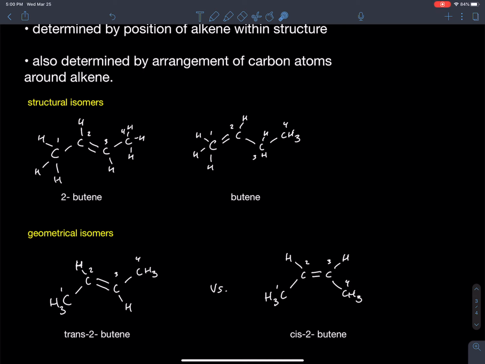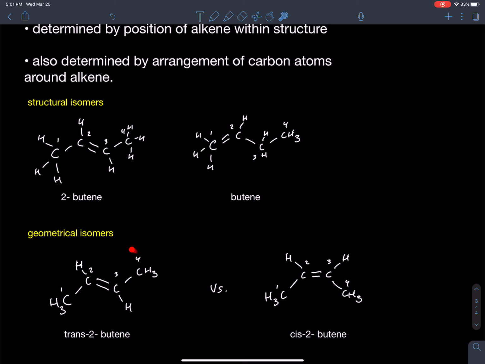The structure, how they would fit into a receptor in your nose, or how they would fit when they pack against each other to form intermolecular interactions, is going to be very different. So these two molecules, even though they have the exact same bonding structure and the exact same molecular formula, would even have maybe slightly different boiling points and physical properties.